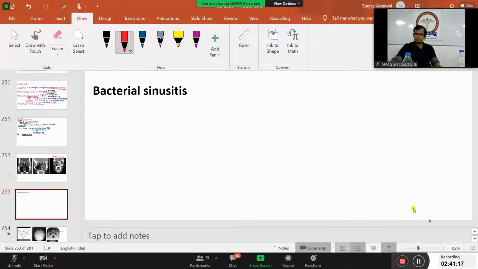Bacterial sinusitis. Which can be acute and chronic.